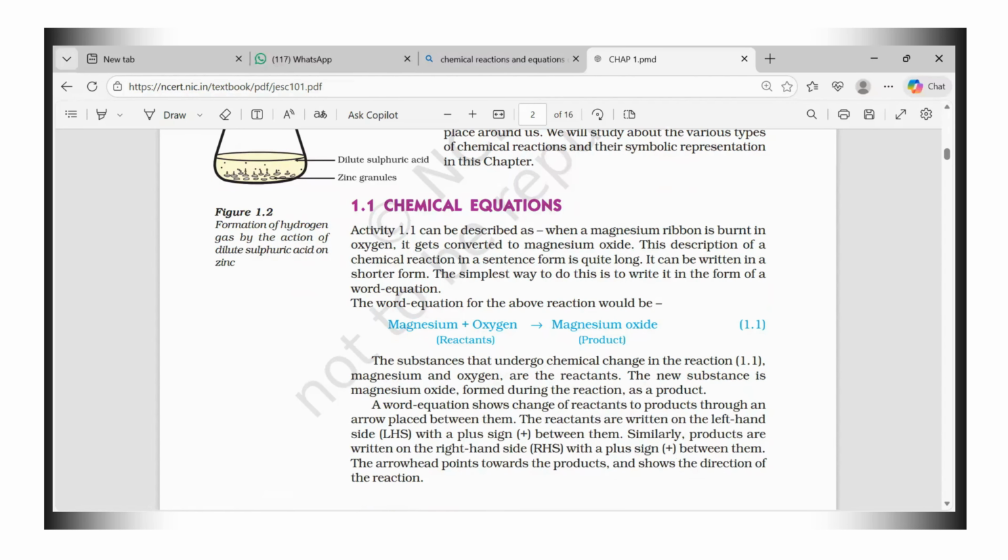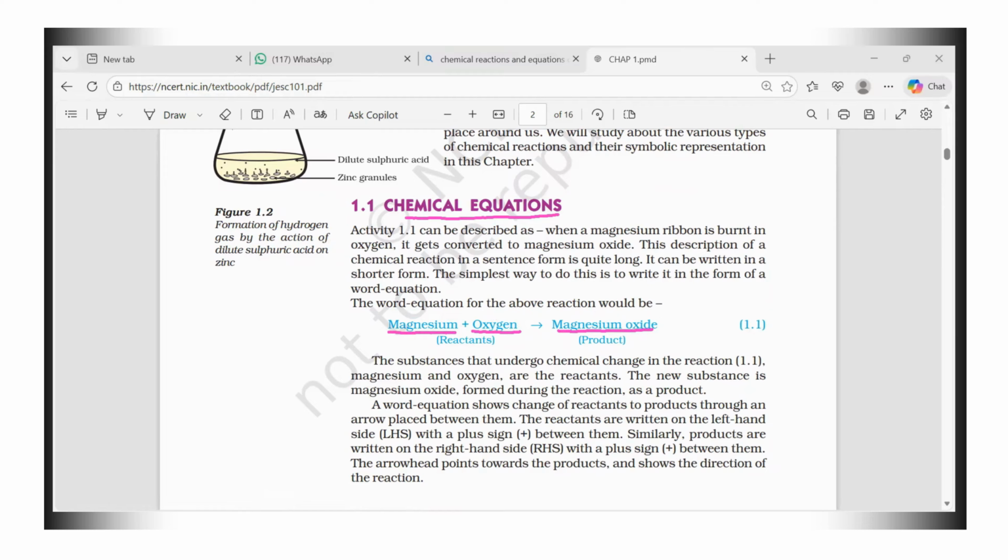In the first chapter, we have learned about the chemical reaction, breaking of old bonds and formation of new bonds. The representation of a chemical reaction, we call it a chemical equation. In the first activity, magnesium ribbon burns in air to give us magnesium oxide. If you are writing it in words, this is called a word equation.